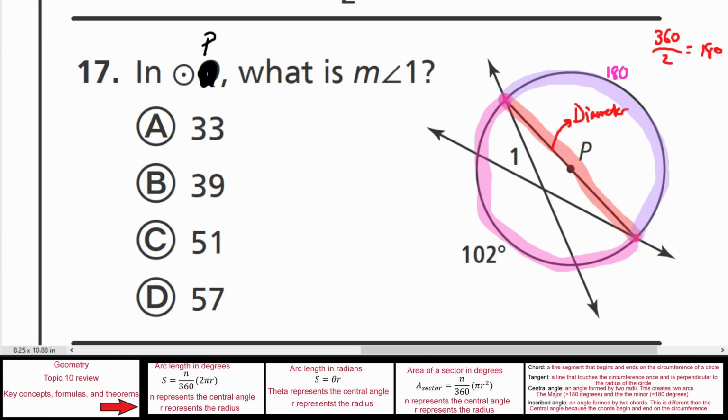Go all the way back to topic 1. One of the very first theorems we learned in this class is the vertical angles theorem. And that theorem says if two lines intersect, they create a set of opposite congruent angles. There are two sets of them, right? And what all that's going to tell us then is that angle 1 is congruent to what we're going to go ahead and label angle 2.